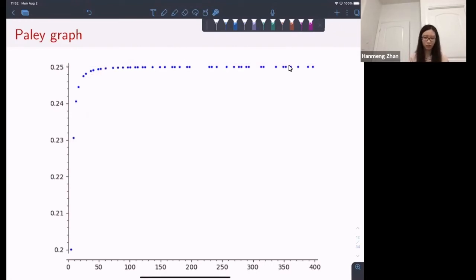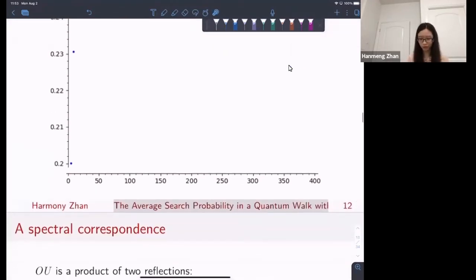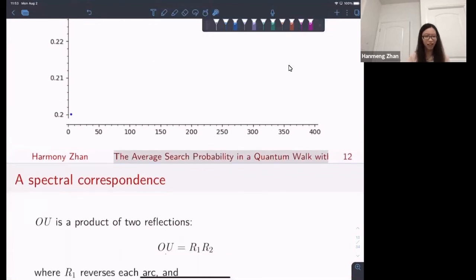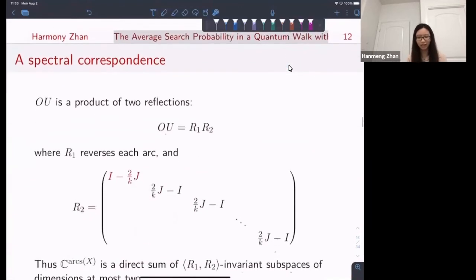So here's the obvious question. All these graphs are strongly regular, but they have different parameters. Why, regardless of the family, do these points always converge to the same number? And to understand that phenomenon, we need to know more about the spectral decomposition of OU. So here comes the technical part of this talk.